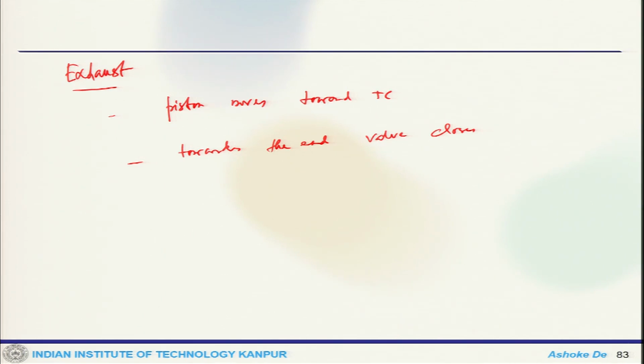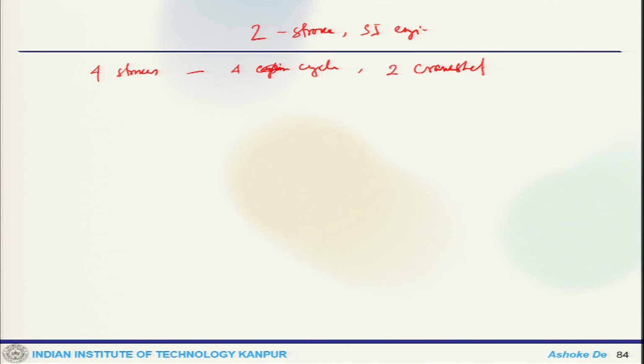Now, this is the 4-stroke cycle. If you go to the 2-stroke SI engine and compare it to the 4-stroke: in the 4-stroke you require 4 strokes of the engine cylinder and 2 crankshaft revolutions for one power stroke.